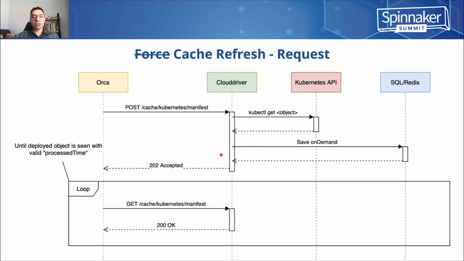So when this process is completed, Cloud Driver responds with 202 to Orca. When that happens, Orca knows that the object is in the process of being refreshed, but it hasn't finished yet. So the next thing is that Orca enters a continuous loop, trying to fetch the status of the on-demand objects that were saved. Orca will stay in this loop until it sees the processed time for the object that was requested set to a valid value. And this is where the timeout of 12 minutes happens in this loop.